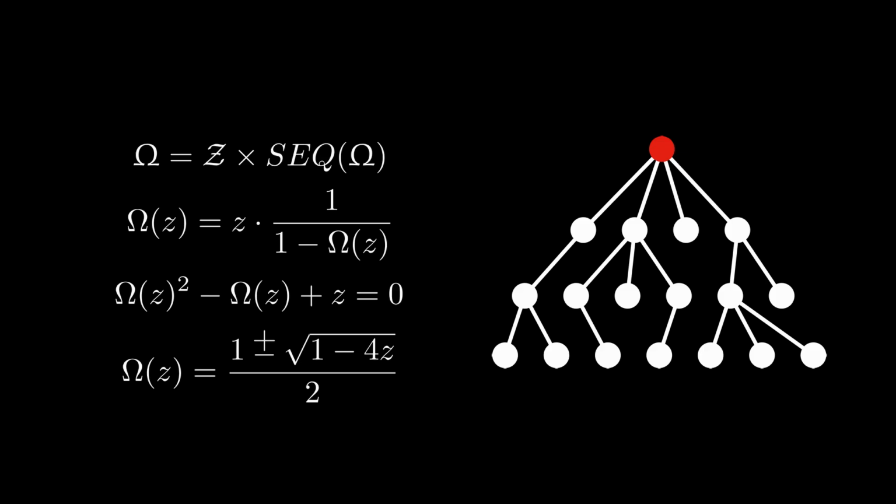Omega of 0 is the constant term of the power series, and as every ordered tree has a root, there are no ordered trees with 0 atoms. Hence we must take the negative option. And, well, this is quite the surprise. Once again, we get the generating function for the Catalan numbers.